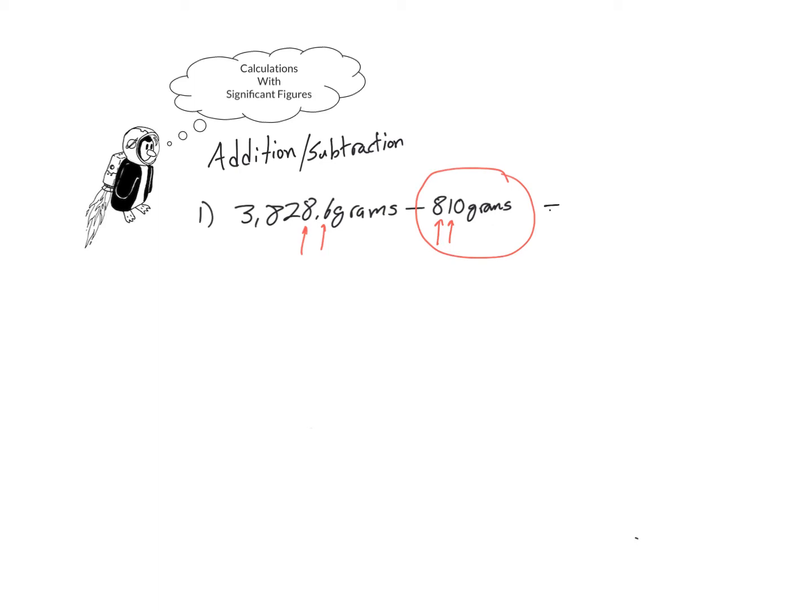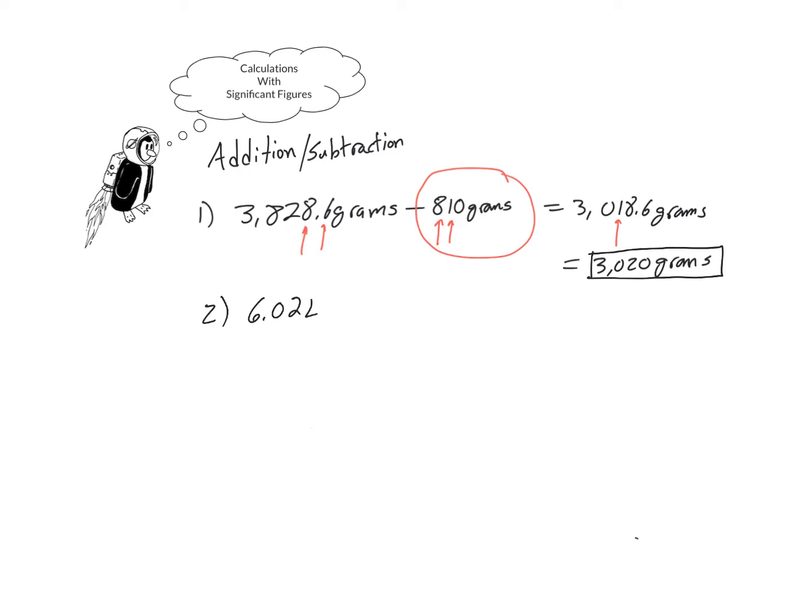Our calculator will tell us 3,018.6 grams. But this is incorrect. We need to round it according to the least certain measurement. In this case, it's the 810 grams, so we need to round to the tens place, meaning our final answer is going to be 3,020 grams.